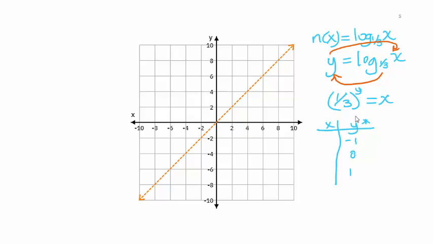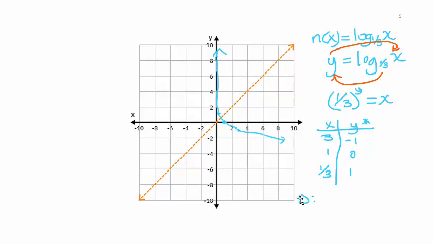And then substitute those y values into this equation. So 1/3 to the -1st is 3. 1/3 to the 0 power is 1, and 1/3 to the first is 1/3. And now we have 3 ordered pairs that are going to fall on the logarithmic function, and so I would just graph them and recognize that this graph is going to have a vertical asymptote on the y-axis. And it looks something like this.